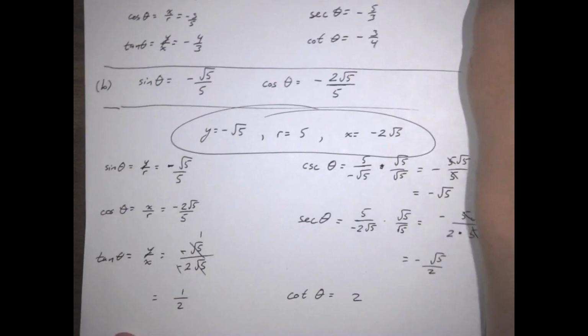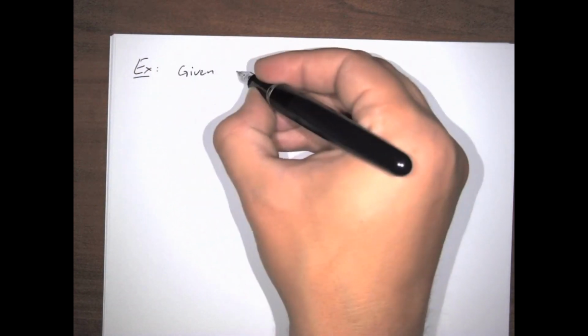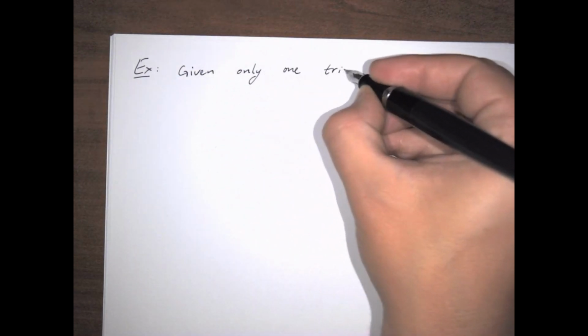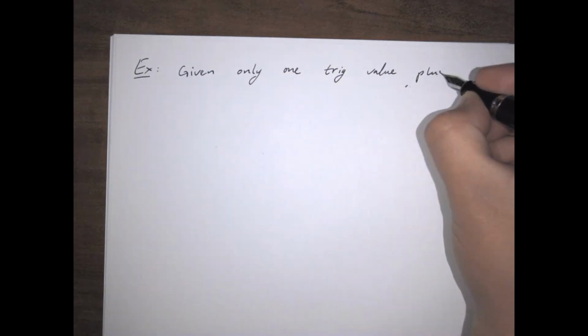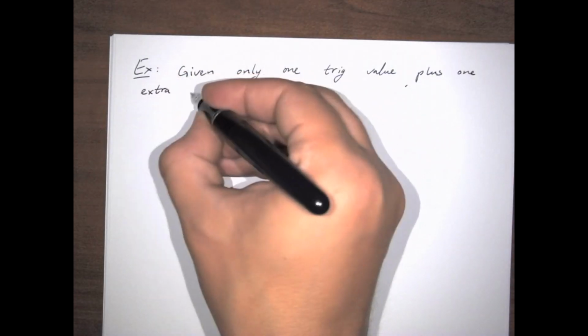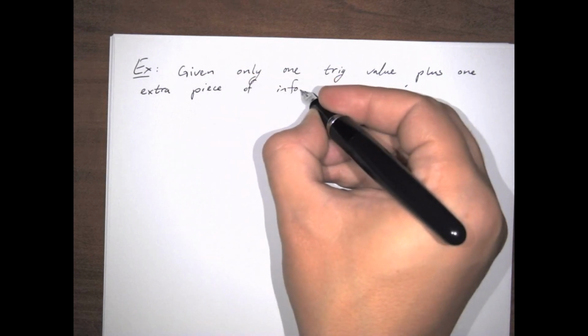Now, a harder iteration of this is what we do when we are not given both the sine and cosine. Example, given only one trig value plus one extra piece of information.